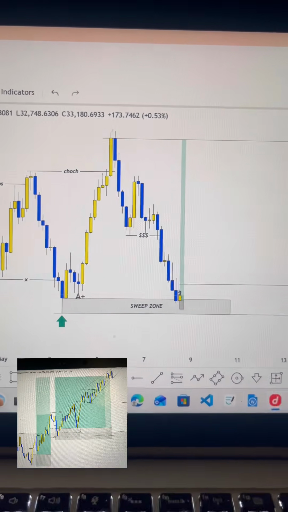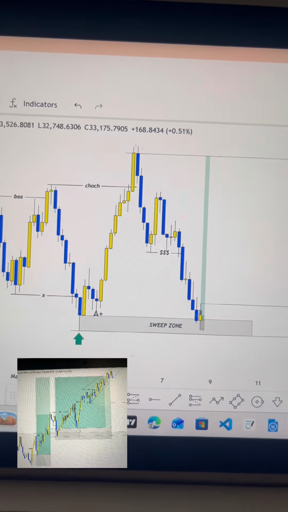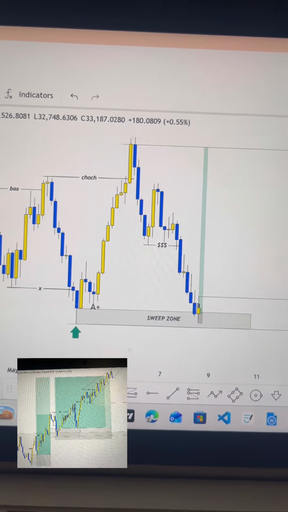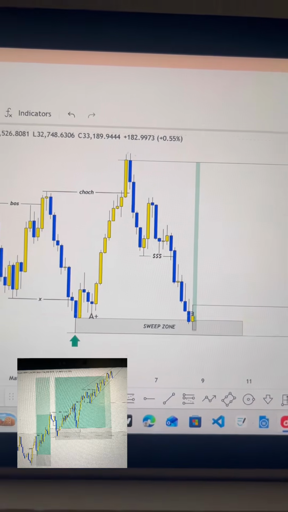Look at the analysis I made on this pair, Volatility 75 Index, and look at what this market did here. So this is very confusing for beginner traders, and look at what this market is doing.